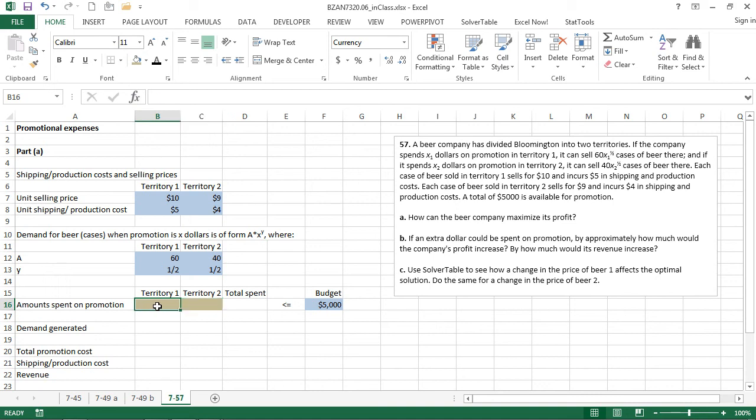Now, let's just plug in some numbers just for starters. Okay. How much demand will I generate for that amount spent? Well, it's going to be different in the different territories, right? So in territory one, the demand is going to be A times amount spent on promotion raised to the 1/2. Can I copy that formula over? I think I can. I copy it over, it should go to C's, right? Yeah, so we're okay there.